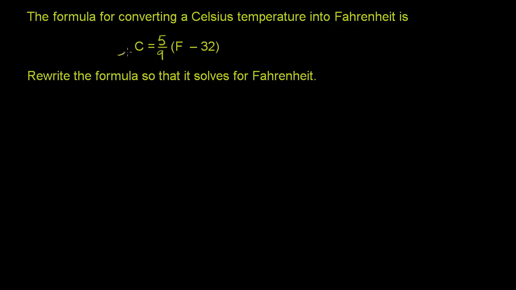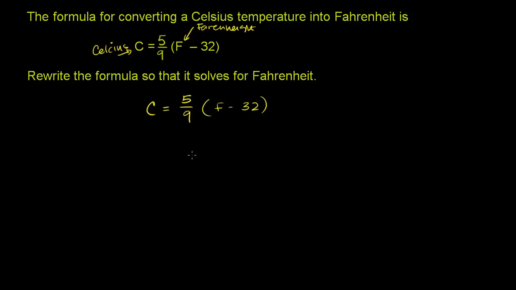So just like I mentioned, C is the Celsius temperature, and F is the Fahrenheit temperature. Right now we've solved for C in terms of F. Now we want to solve for F in terms of C. So let's see how we're going to do that. I'll just rewrite it. C is equal to 5/9 times F minus 32. And we want to solve for F.